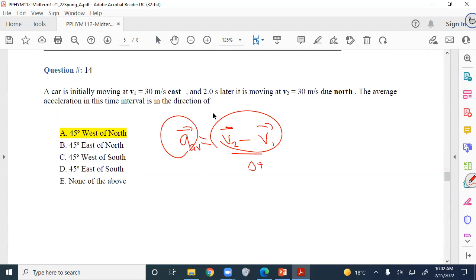A lot of them get the wrong answer because they just sum v1 and v2. No, you have to sum v2 and minus v1. Change the direction of v1, then add them, and you get the direction of v2 minus v1. That is one of them.